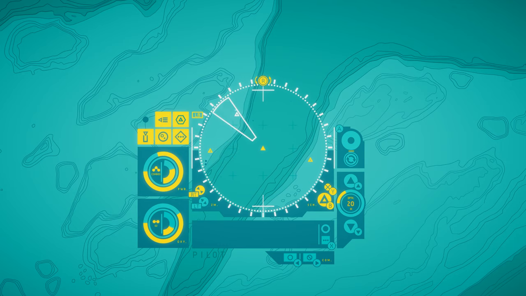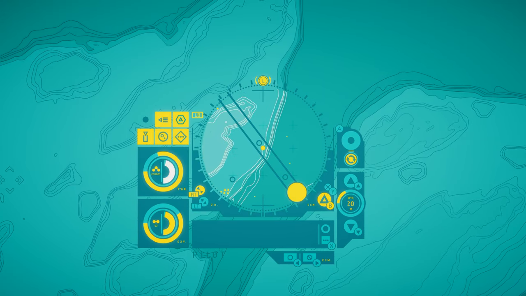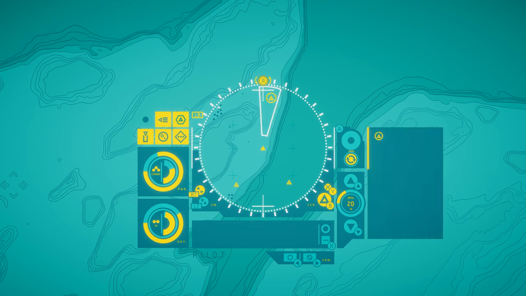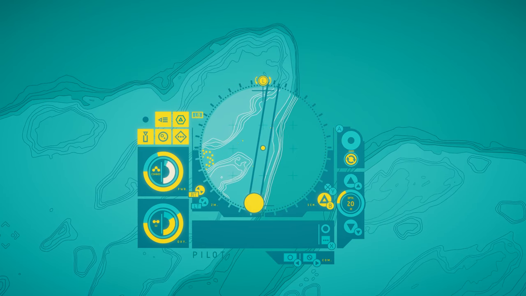Wait, why is this one already scanned? Have we been here? Rift mouth. Exposed ledge. This western shelf is buffeted by currents, bringing with them a scattering of something. Sorry, I got scared and wanted to keep going.